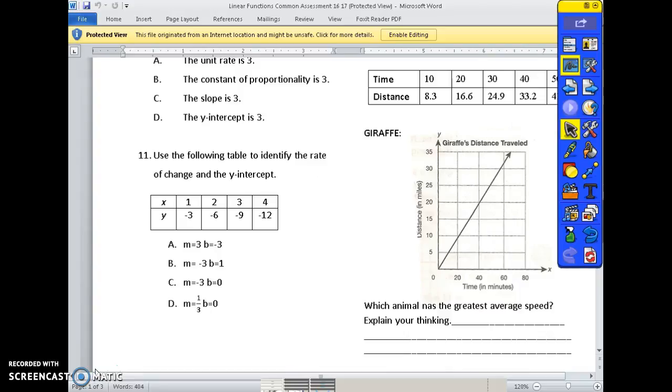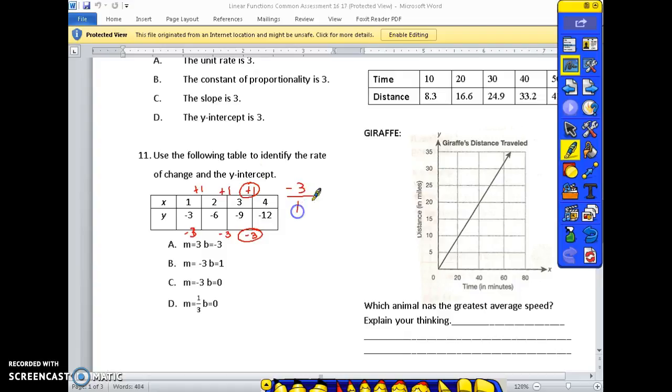Alright, use the following table to identify the rate of change and the y-intercept. So to find the rate of change, we're adding 1 each time to our x. To get from negative 3 to negative 6, we subtract 3. Negative 6 to negative 9, subtract 3. Negative 9 to negative 12, subtract 3. Rate of change is the change in y over the change in x. Negative 3 over 1 simplifies to negative 3. That is my slope or my rate of change.